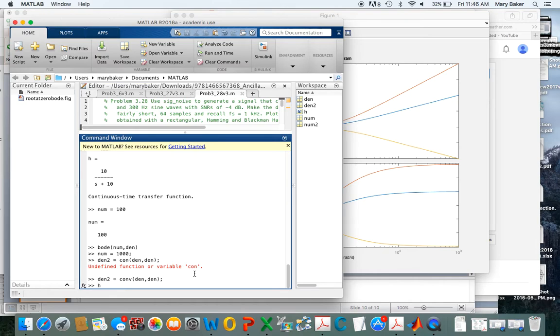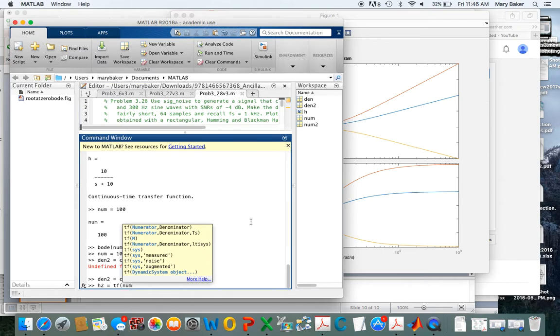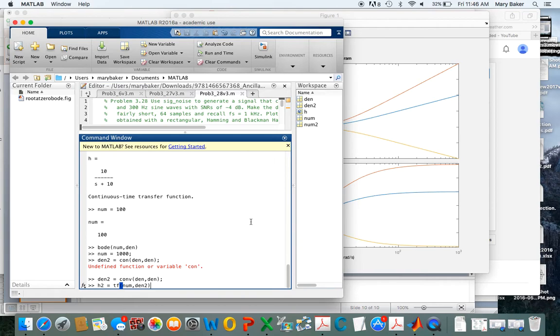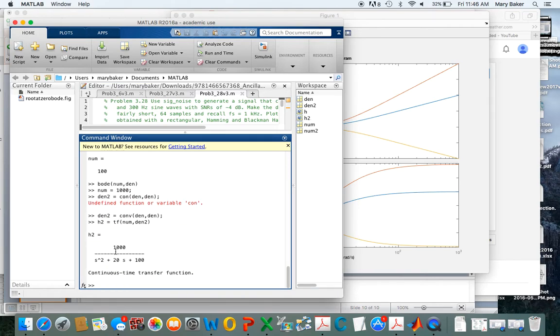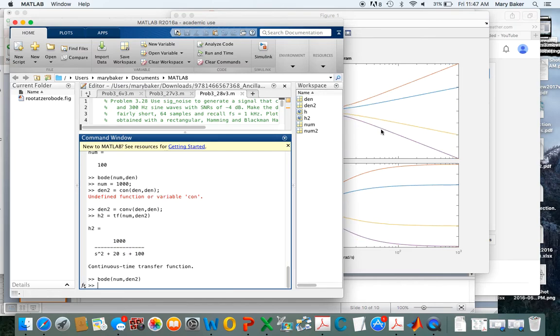Okay, now let's look at what our transfer function looks like. You can always do that just to make sure that you didn't do something silly. Okay, so there's my transfer function. I think it's as it should be. So now let's do a Bode plot of numerator and denominator 2. Okay, and there we go.